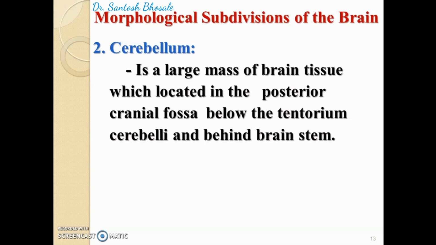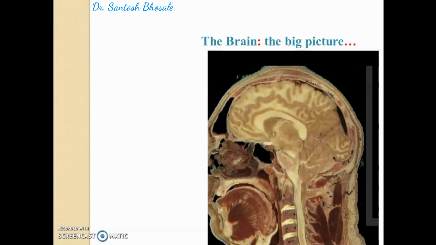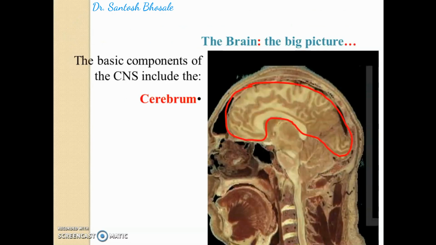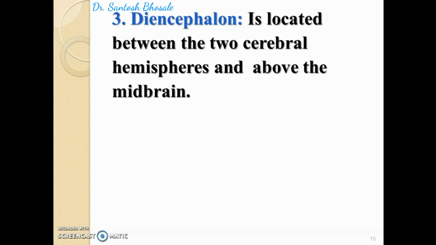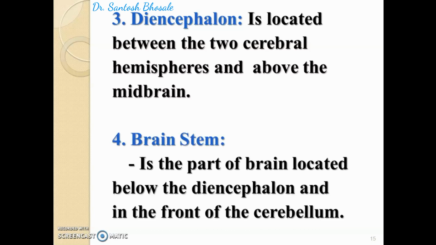Cerebellum is a large mass of brain tissue which is located in the posterior fossa below the tentorium cerebelli. So here you can see the different parts of the CNS: cerebrum, diencephalon, cerebellum, brainstem, and the brainstem will continue as the spinal cord. The spinal cord retains the primitive neural tube structure of the CNS development. The diencephalon is present between the two cerebral hemispheres and above the midbrain, and is surrounded by the limbic lobe.